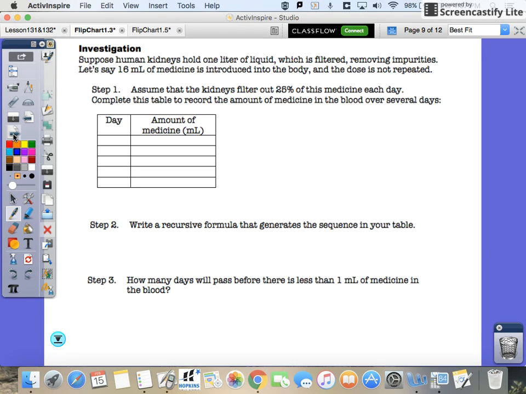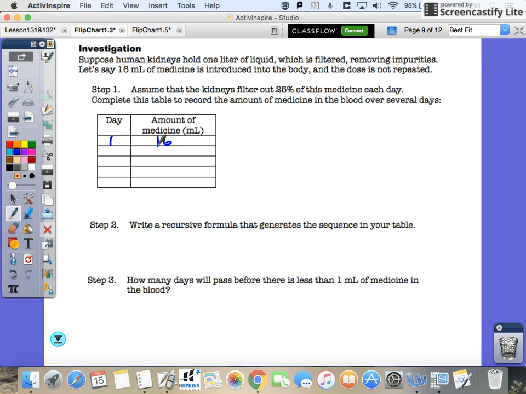So this says, suppose a human kidney holds 1 liter of liquid, which is filtered, removing impurities. Let's say 16 milliliters of medicine is introduced into the body, and the dose is not repeated. So like you have a headache and you take a pill, you take it once and you're done. So it says, assume the kidneys filter out 25% of this medicine each day. Complete this table to record the amount of medicine in the blood over several days. So day one, there's 16 milliliters in there because you took 16 milliliters.